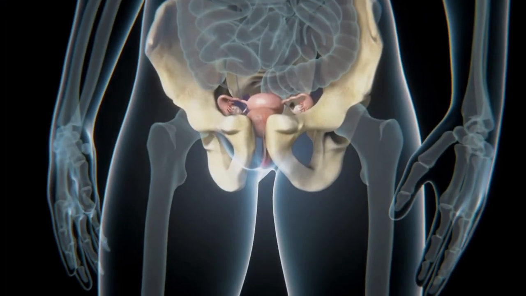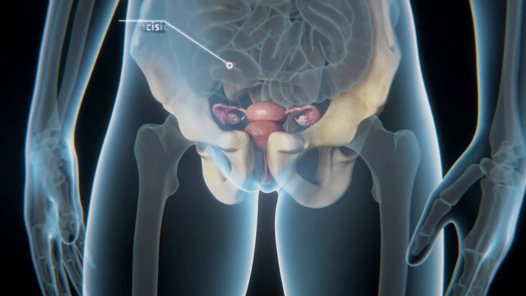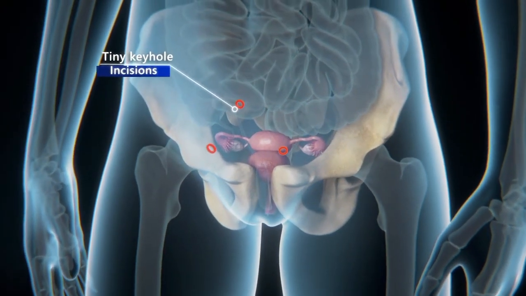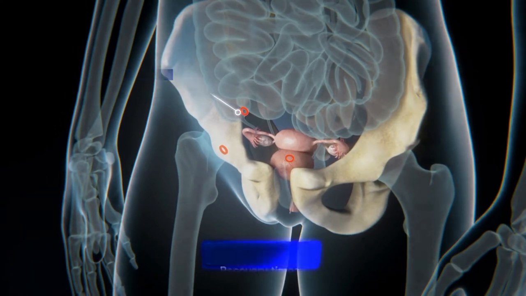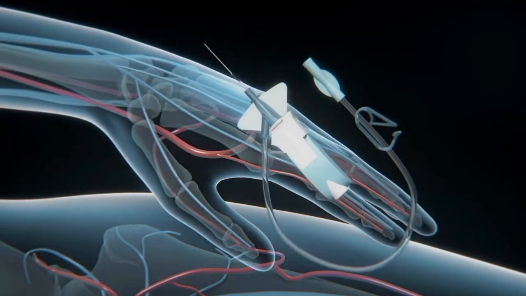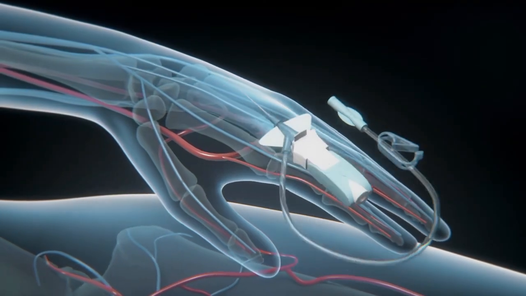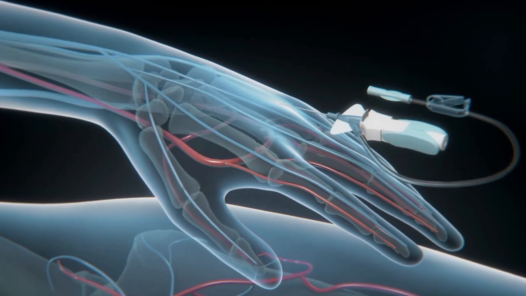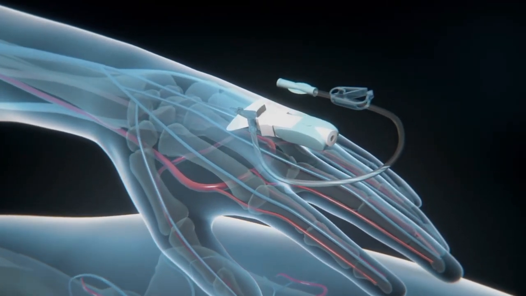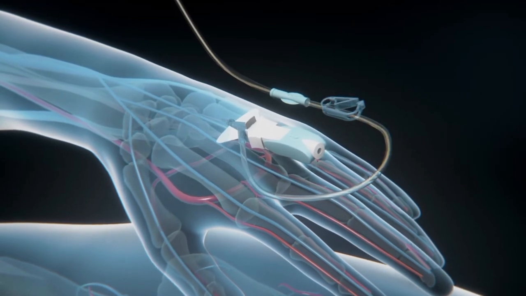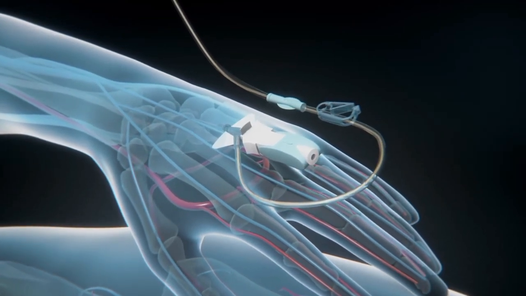With laparoscopic surgery, only tiny keyhole incisions or puncture wounds are required, and recovery times are much shorter. Your procedure will begin with an intravenous line, and you may be given sedatives to help you relax. A pelvic laparoscopy is performed under general anesthesia, which will put you to sleep during the procedure.